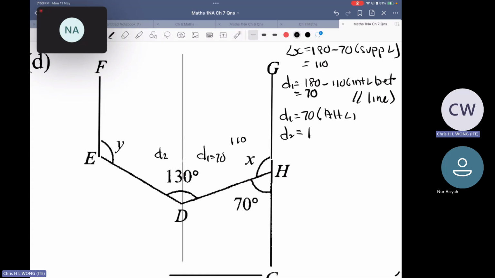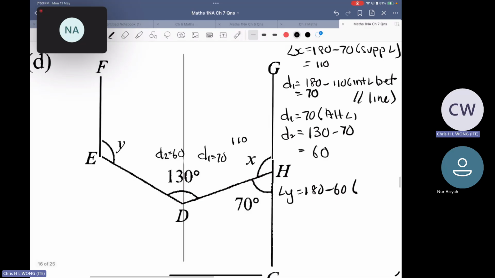How do you get 60? 130 minus 70, isn't it? That's different, no need for reason. This will give you 60. So I put 60 here. What's angle Y? 180 minus 60. Reason? Interior angle between two parallel lines. You're an expert already, isn't it? 180 minus 60 is 120. So this is 120. Done.